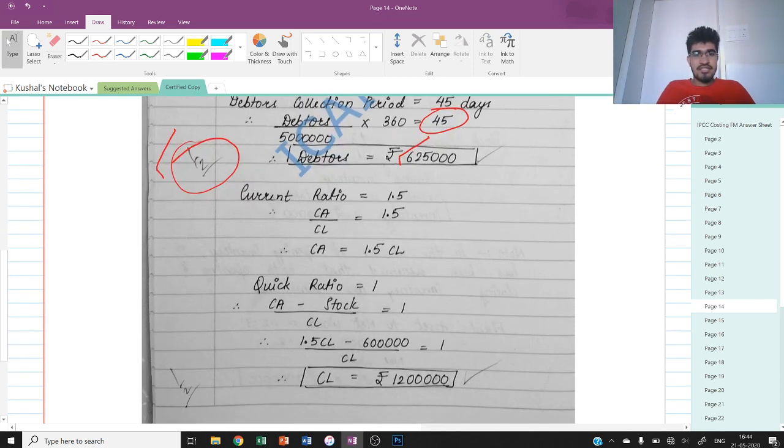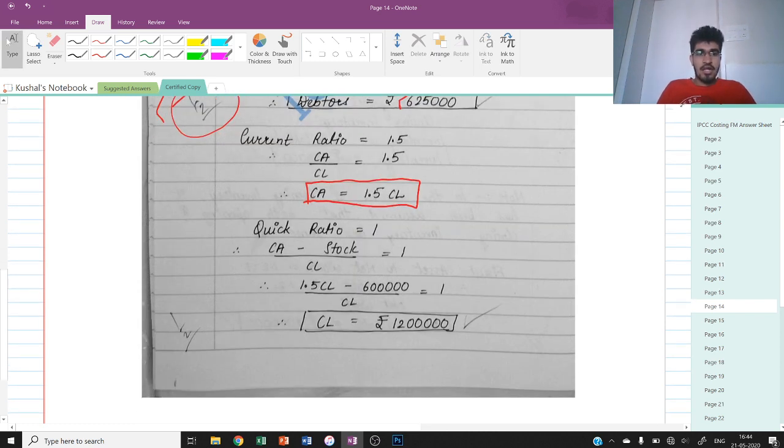The current ratio is given as 1.5. Therefore, current assets upon current liabilities is 1.5, and thus current assets is 1.5 of current liabilities. The quick ratio is also given as 1. Current assets minus stock upon CL is nothing but the quick ratio. In quick ratio, we test the liquidity. Since stock is not a liquid asset, we subtract stock from the current assets divided by the current liabilities to get the quick ratio. So current assets minus stock whole upon current liabilities is equal to 1.